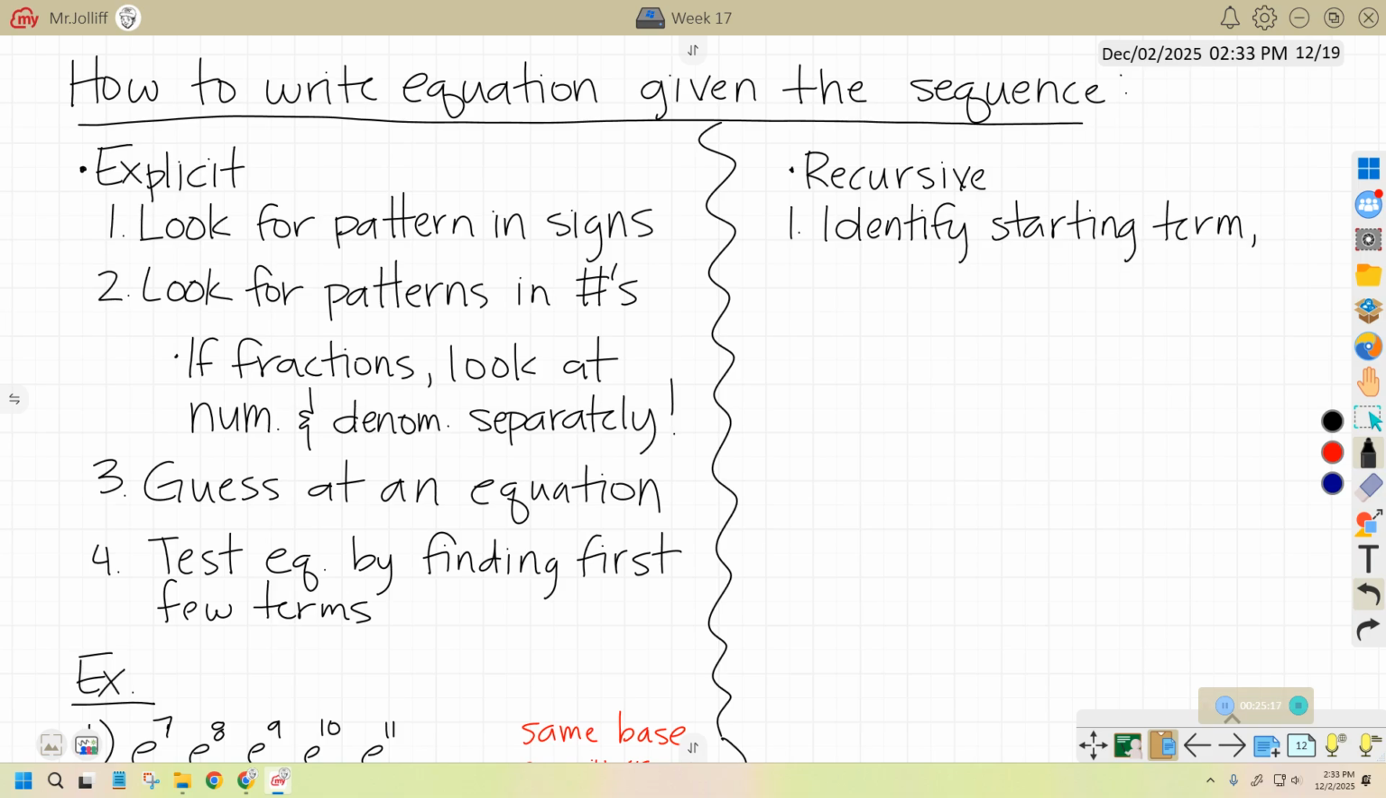That starting term is your A1. Yeah? And you're going to write A1 equals and then write the number. This should be, in most cases, as simple as looking at the first number in the list they gave you. Right? This should not be tricky. Whatever where you started in the list.